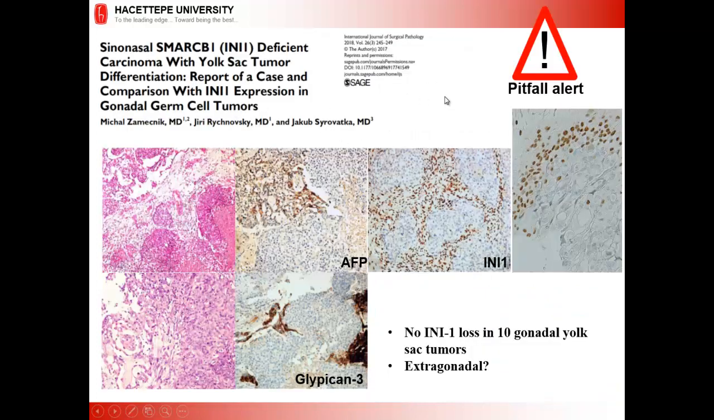And the other interesting article on this, Zamecnik and his friends showed sinonasal INI1-deficient carcinoma with a yolk sac differentiation, just similar to our case. And here the yolk sac-like component is negative for INI1, and they also worked on yolk sac tumors, and they've shown that gonadal yolk sac tumors are not INI1 deficient, but they are not sure about the extragonadal germ cell tumors.